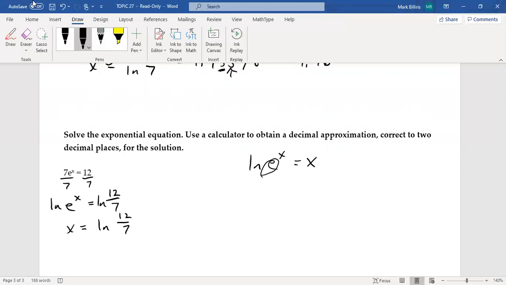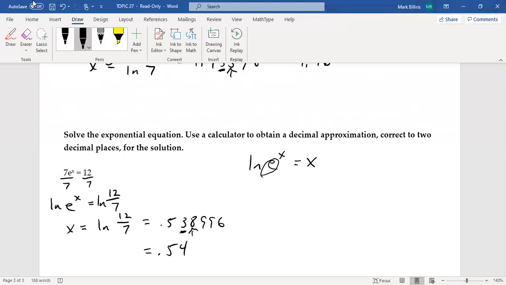That would be approximately 0.538996. We're rounding to two places. Since 8 is greater than 5, that means our 3 will change to a 4. So our answer would be 0.54.